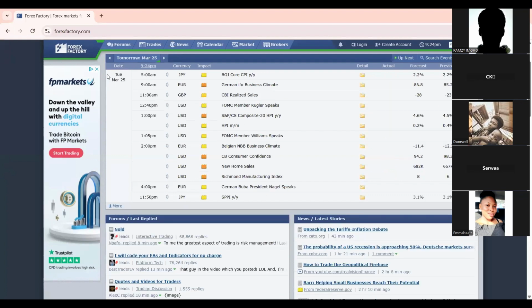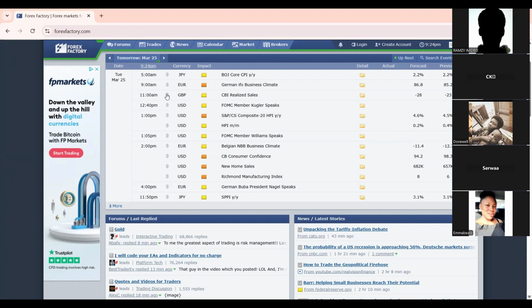You can see that for every single day, there's news. The first one is BOJ Core CPI for the whole year. And look at what currency it is: Japanese yen, JPY. The next news is for euro pairs, so it's going to affect only euro pairs. Any pair that has euro attached to it is going to be affected. The first one is for JPY, so any pair that has JPY attached to it is going to be affected.